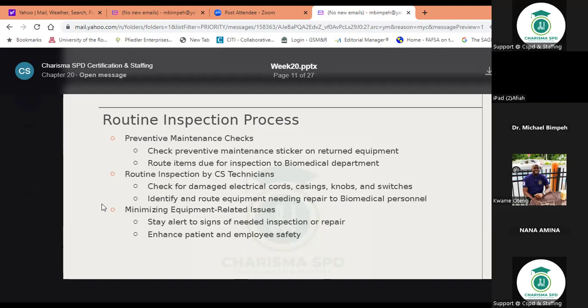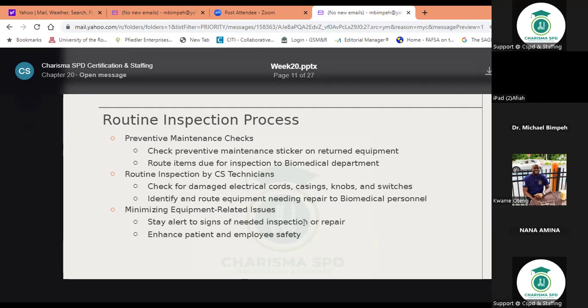And in Central Sterile, when you're dealing with cords, casings, knobs, switches, and those kinds of things, check if they are working very well. If they are not working very well, then after you disinfect them, you contact the biomedical department to let them know that this equipment is not functioning well, so that they can do their job to repair it. Minimize equipment-related issues.